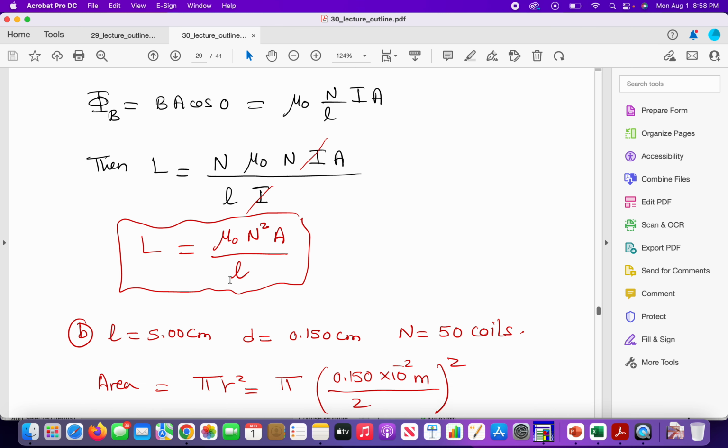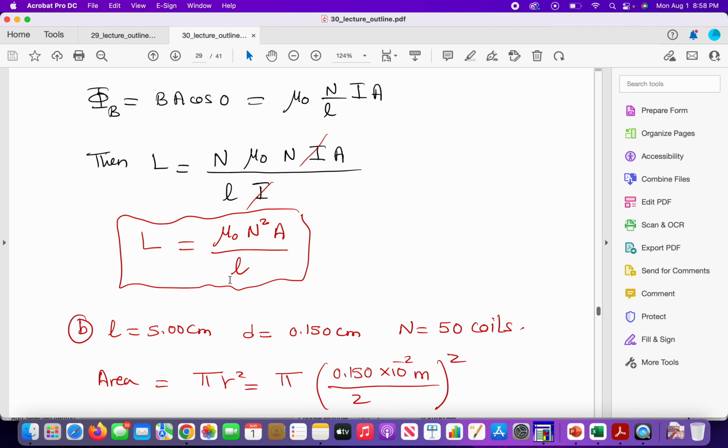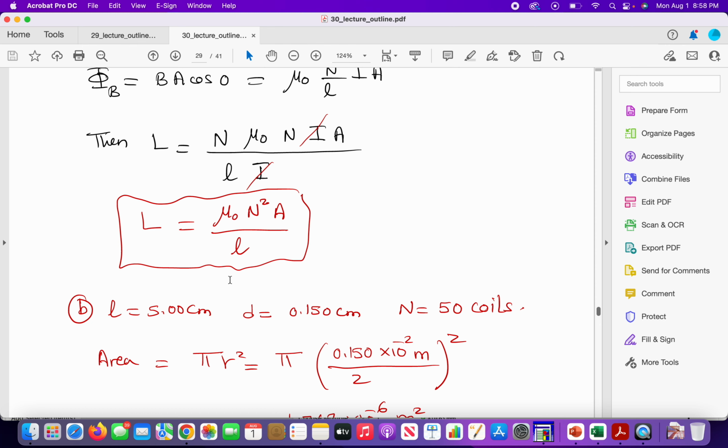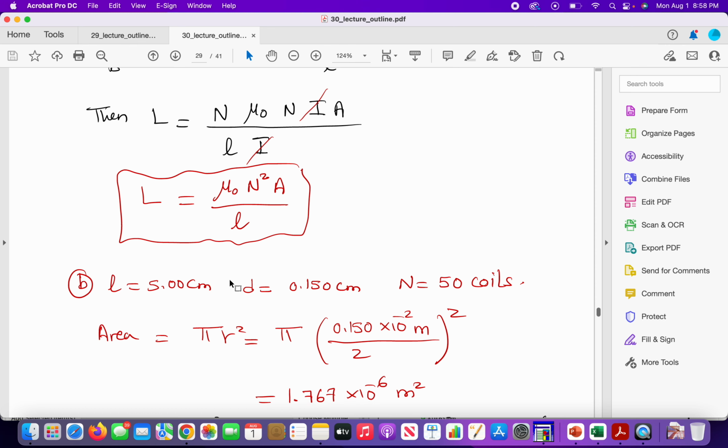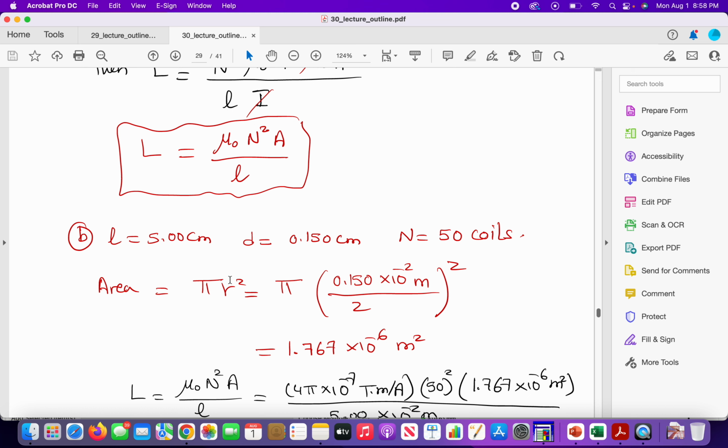Now for the spring, we have L is 5 centimeters, the diameter is 1.50 centimeters, and it has 50 coils. Then the area is pi r squared, and we need to convert the centimeters into meters. Calculate the radius from the diameter, and then this is the cross-sectional area.